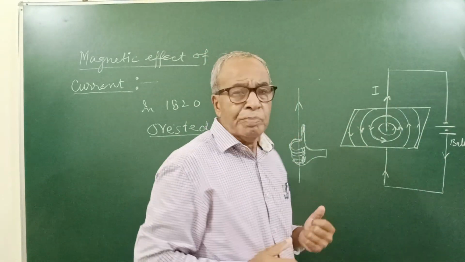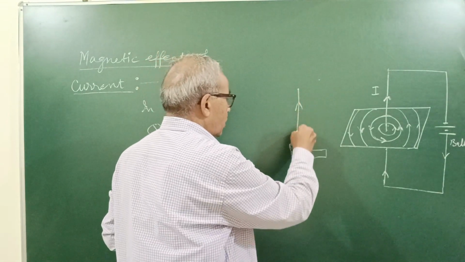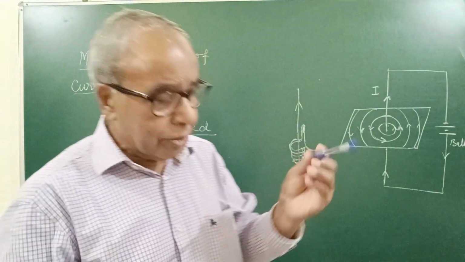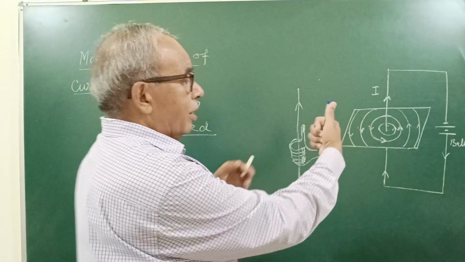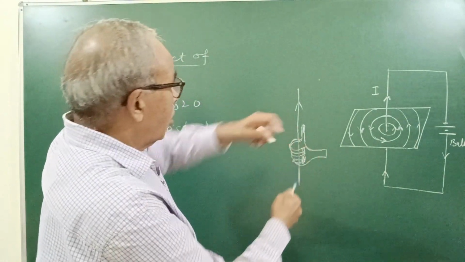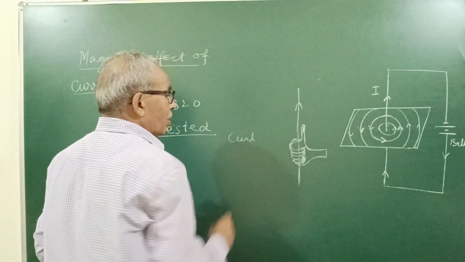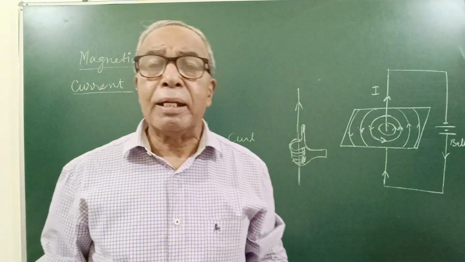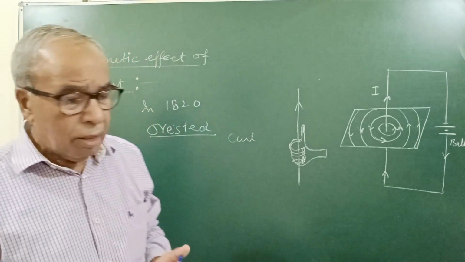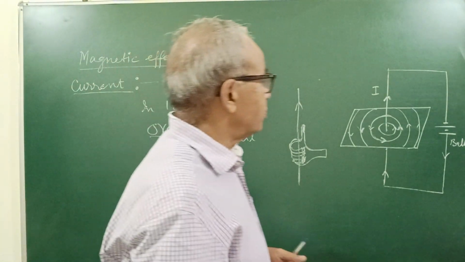Then there is a law to find the direction. Here I have drawn this figure: a conductor which I am holding with my right hand like this. The thumb is stretched along the direction of current. The curl of the fingers gives the direction of the magnetic field. So this is a qualitative idea about the magnetic field produced by a current carrying conductor.